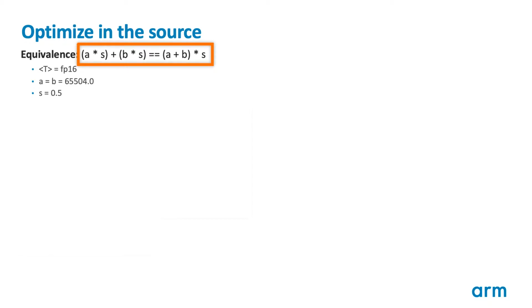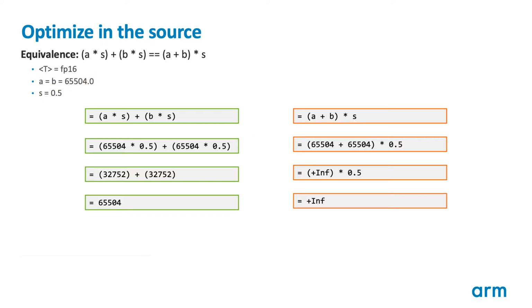For the rearrangement to be safe, we are asserting that the two equations here are equivalent. Let's plug in some numbers and see what happens. For the purpose of this example, we are setting A and B to the maximum value of a half float and scaling by a half. On the left-hand side, we see the original arrangement. We scale each value down by half, and then add them together to get back the expected answer. On the right-hand side, we see the optimized version. We add A and B together, but this overflows the maximum capacity of a half float and gets turned into an infinity. When we come to scale this back down again, infinity times a half is still an infinity. When using floating point operations, these two expressions are not equivalent.